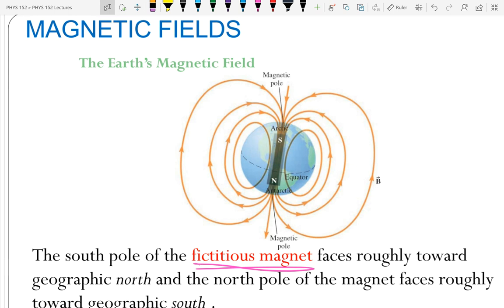What did I say creates the Earth's magnetic field? It's what? Molten iron and nickel. It's the molten core.